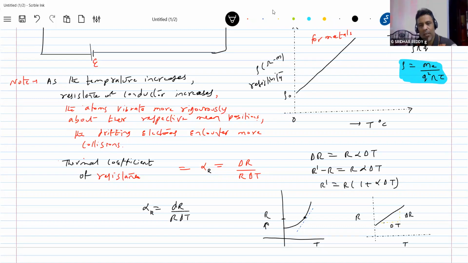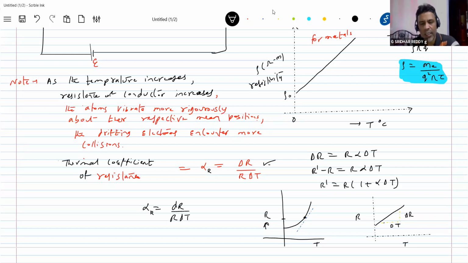So it depends upon the numerical; we have to choose the particular formula. In most numericals, alpha will be almost constant, so we'll stick to this particular thing. Now, why does the resistance increase? The background is that the thermal agitation of free electrons as well as the atoms about their mean position will increase. The amplitude of vibration will become more, and the drifting electron will encounter more collisions. Because of more collisions, the resistance will increase.